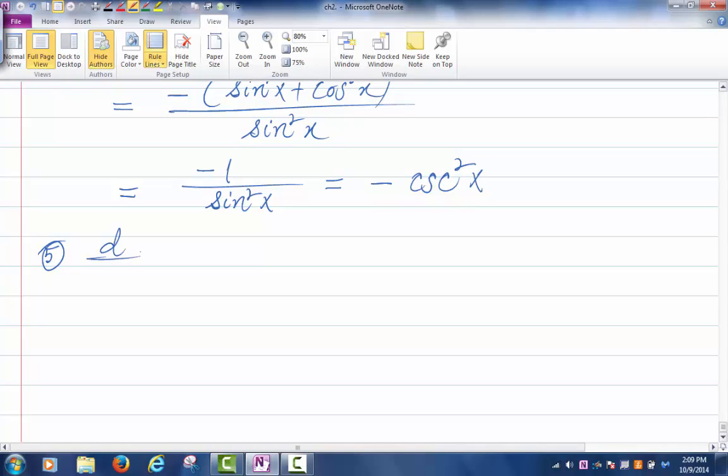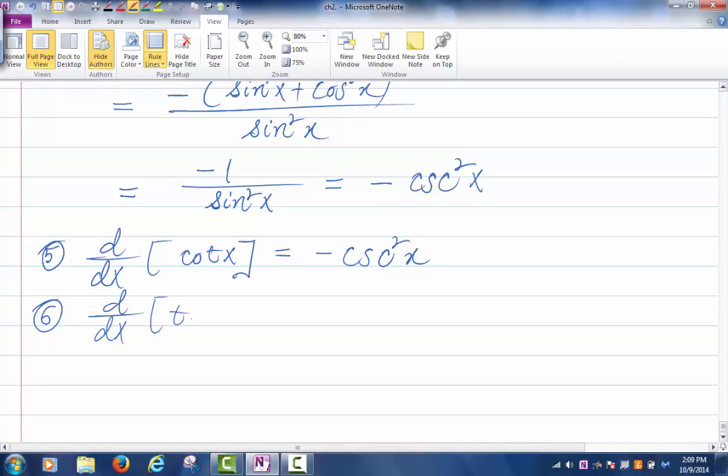We found that the derivative of cotangent of x is negative cosecant squared of x. And what would be 6? Do you have a guess for the derivative of tangent? Yeah, very good. So this would be secant squared of x. Okay, so those are the derivatives of the 6 trig functions.